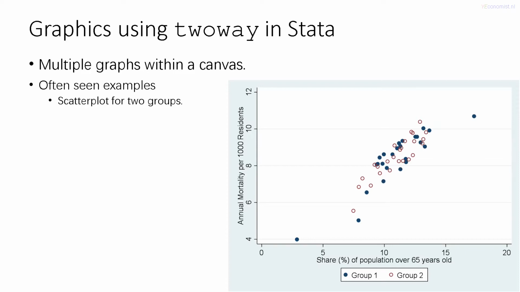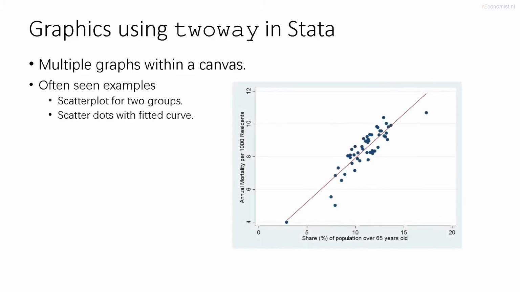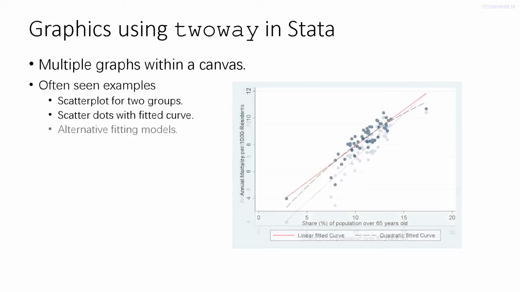And for a single scatter plot, we would often see that it is combined with a linear fitted curve to highlight the relationship between the x and the y variables. You would also encounter graphs like this with fitted curves from multiple different models. That is useful to compare the different models and to evaluate whether they add value by allowing for nonlinearity, or whether the simple linear fitted curve is good enough.